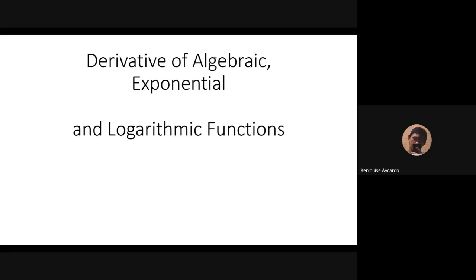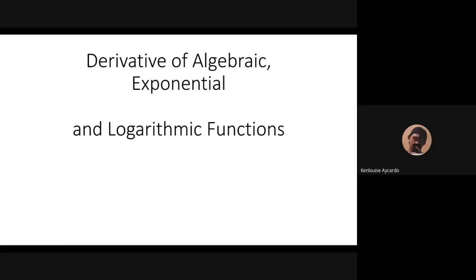So the derivative of algebraic, exponential, and logarithmic function. We are going to divide this topic into two. First, we have now the derivative of algebraic expression or equation. So today's lesson, you will learn how to determine the derivative in a more manageable way, and that is through the process of differentiation.